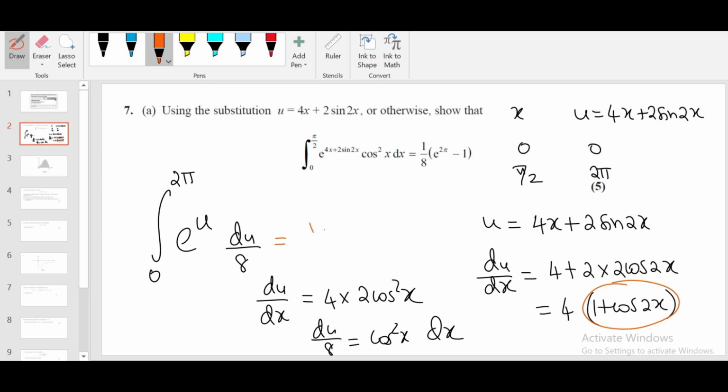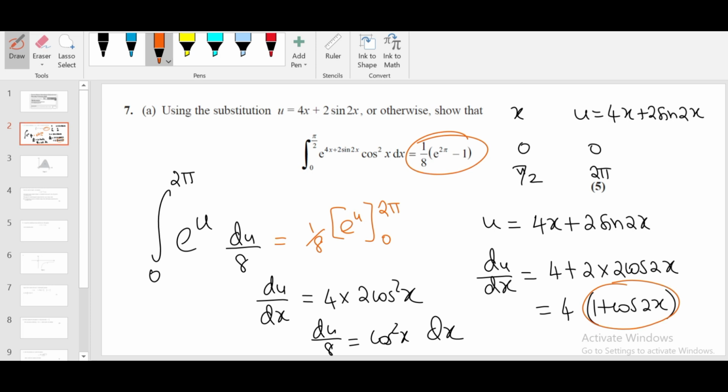So when you integrate this, you can keep 1 over 8 outside. The integral of e power u is the same, from 0 to 2 pi. Substitute the upper limit minus the lower limit and you have the answer. When you sub in the upper limit, it's e power 2 pi. When you sub in the lower limit, it's e power 0, and anything power 0 is 1. You will get 1 over 8 times e power 2 pi minus 1.